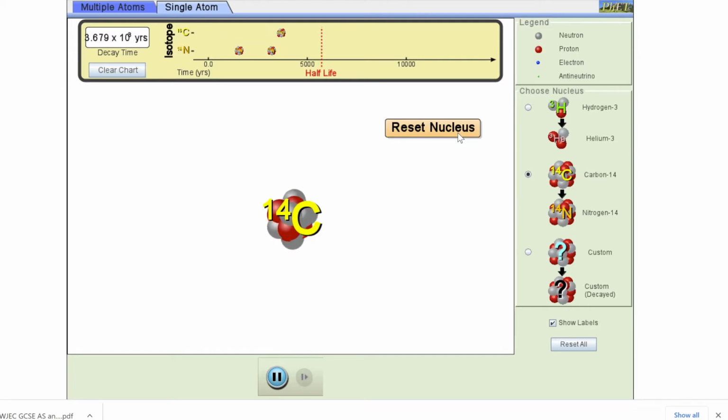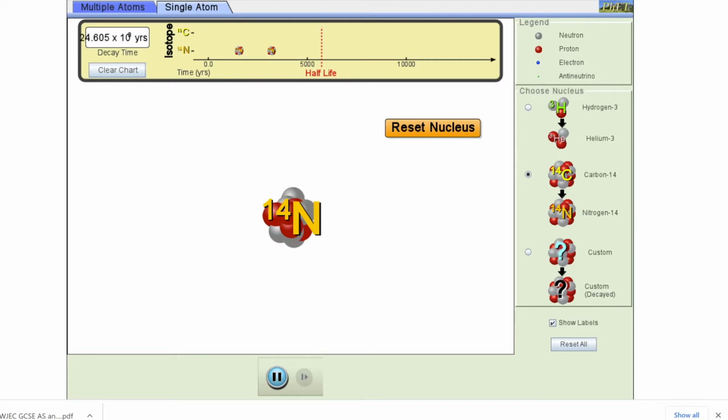I could do it again, and look, this time it's gone 8, 9,000, 10,000 years, 12,000. It's still going. It's gone off the screen. So it's a totally random process to find out. Look, it took 24,000 years for that particular carbon-14 atom to decay.